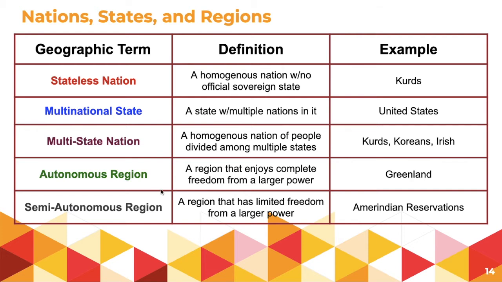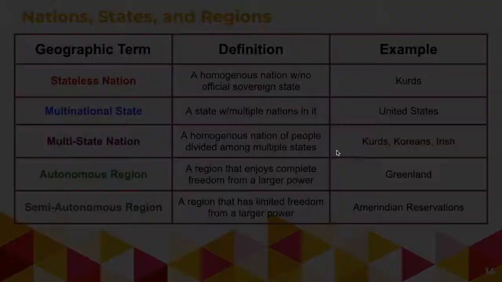Then you get what we call regions, right? A region is a territory of some type within a country that either does or does not enjoy freedom, has complete freedom or autonomy over their affairs, or limited freedom, or what we would call semi-autonomous. So Greenland, for example, we talked about this toward the beginning of this unit, is an autonomous region belonging to the state of Denmark, the country of Denmark.